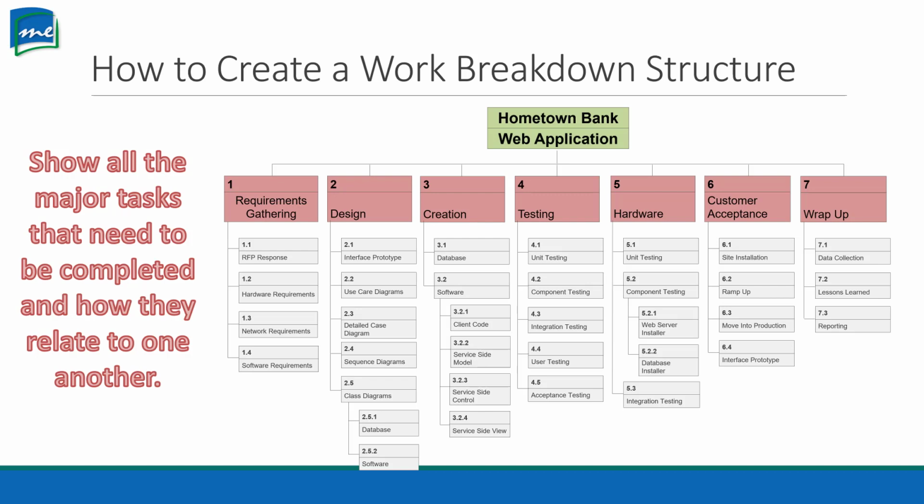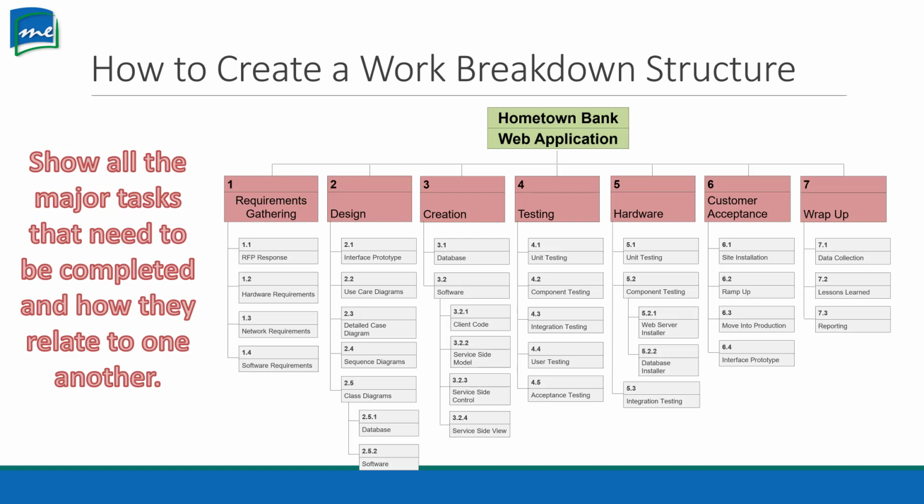And we put numbers in there to show the order of how those are. But then go underneath those. So under requirements gathering, we have 1.1. The first digit is signifying it's under requirements gathering. The 0.1 shows it's the first one of the sub work or breakdown underneath that. So we have the request for proposal response. Then we have hardware requirements, network requirements, software requirements. And that's all we got under there.